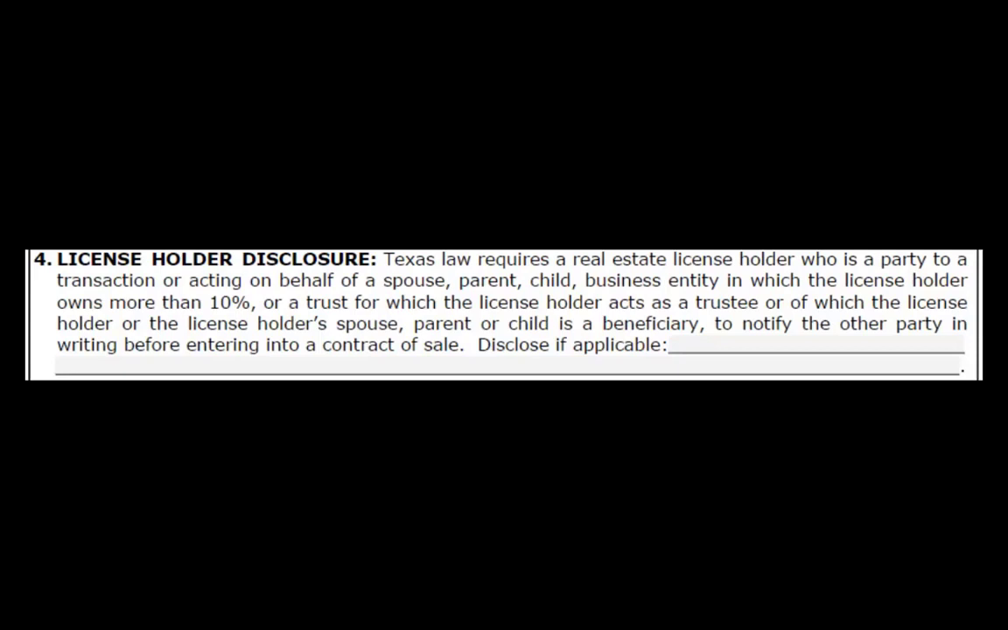It also is where you would disclose if you have some kind of close relationship with the buyer or seller. And then it spells out all the different types of relationships that you might have in different scenarios where you would need to disclose that you are a license holder and you have some kind of relation. So it goes into whether the buyer or seller is your spouse, your parent, your child, and it goes into detail here. So this is where you would disclose that you have a real estate license, plain and simple.